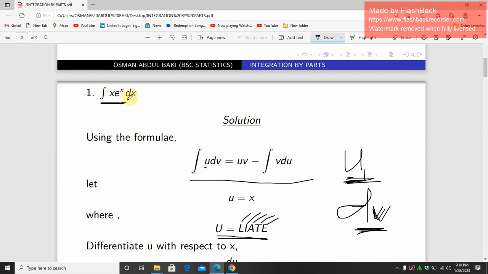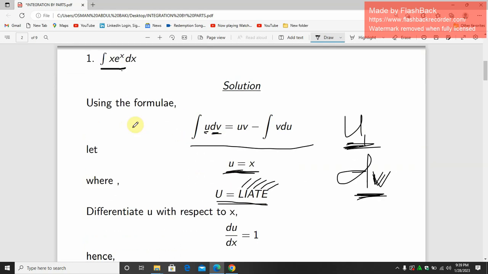Now if you look at this question, we have x. Let's start from L, which is logarithm. There is no logarithm in this question, so let's cancel logarithm out. Indices, there is no indices here. Algebra, x is an algebra. So first of all, we will let u equal to x. That is what I have written here. So u is equal to x, the algebra, and dv will be equal to e^x times dx.